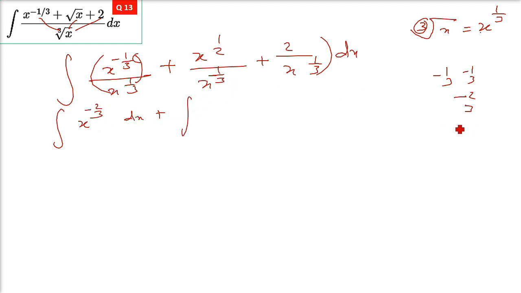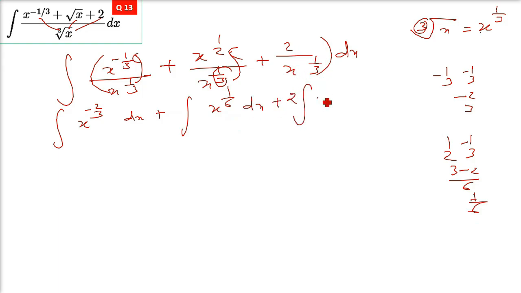Again, this x raised 1 by 3 goes up. X raised half is already there. So half minus 1 by 3 is 3 minus 2 by 6, that is 1 by 6. So x raised 1 by 6 we have to integrate. Here we have 2 divided by x raised 1 by 3. This goes up. X raised negative 1 by 3 you have to integrate with a dx.